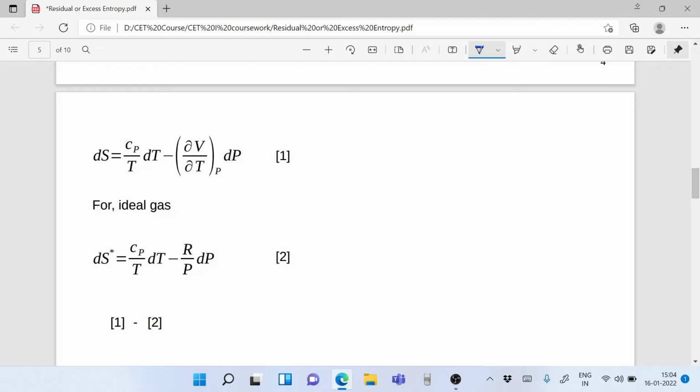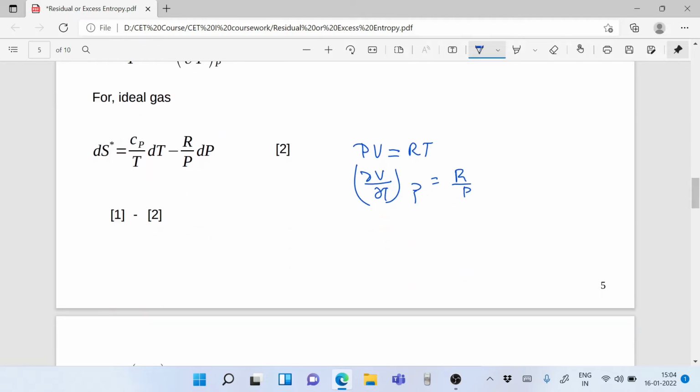Now for an ideal gas, we know that ∂V/∂T at P is nothing but R/P. Well, it's pretty simple here. For an ideal gas, PV = RT, where V is taken as volume per unit mole. Therefore, if we differentiate this with respect to temperature, holding the pressure constant, we get ∂V/∂T at constant pressure P equal to R/P. And this is what we have replaced here, and we have written this as equation number 2.